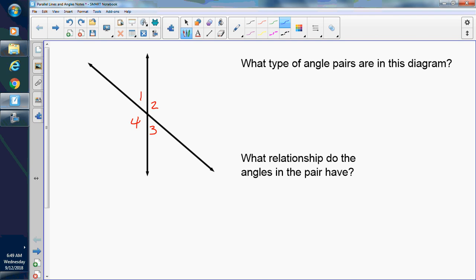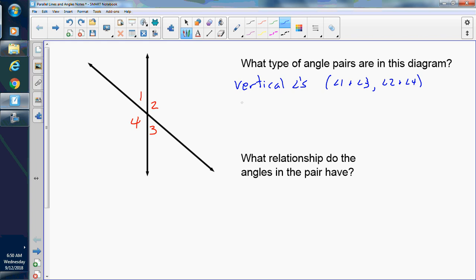First off, a little bit of a review of what you talked about yesterday. On the first diagram here, what type of angle pairs are in this picture? Well, of course, anytime two lines intersect, we have vertical angles, and in this case, angle 1 and angle 3 would be vertical, and also angle 2 and angle 4 are vertical.